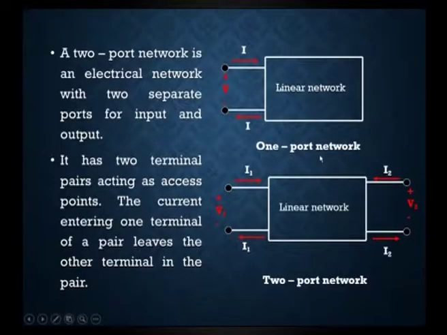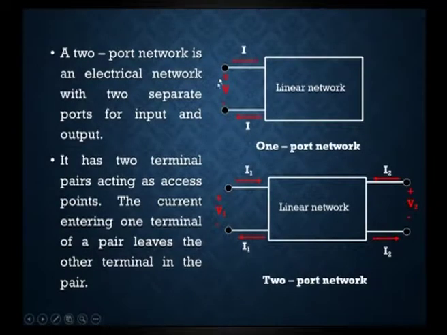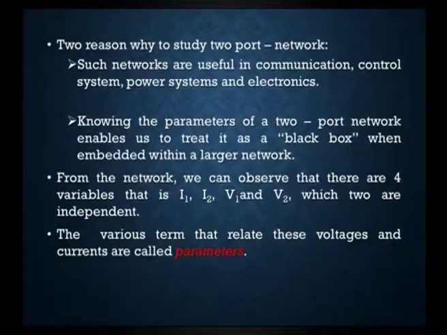In a one port network there are only two terminals, and there is no second pair of terminals, that is why it is called a one port network. We can observe here it has only one port, because the current entering and leaving is possible only on this side, and on this side there are no ports or terminals, that is why it is called one port network.